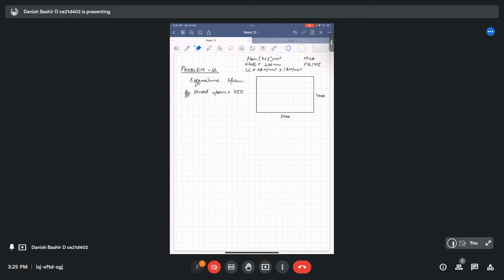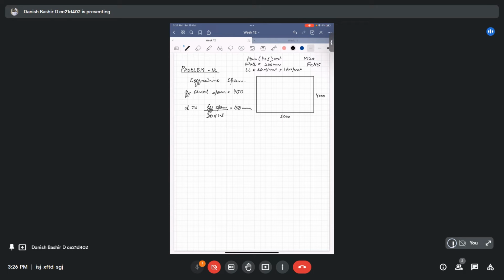Okay, this is nothing new to you people. Fe415. Okay, so we will assume an effective depth by thumb rule of effective span divided by 20 into 1.5, that is 138 mm.